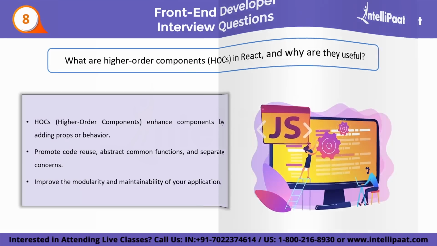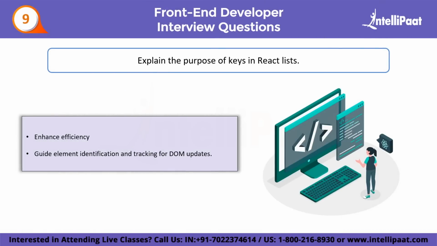Moving on to our next question. Explain the purpose of keys in React lists. The answer to this question is keys are used to give React a hint about how to identify elements in a list and track their changes. They help React efficiently update the DOM when elements are added, removed, or reordered in a list.